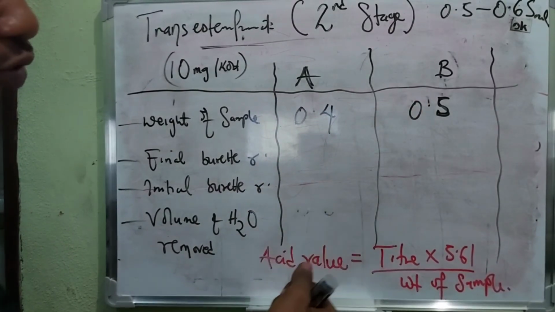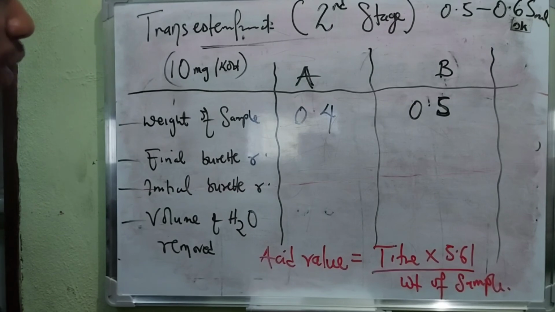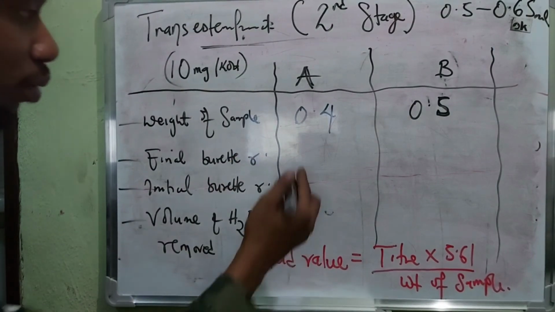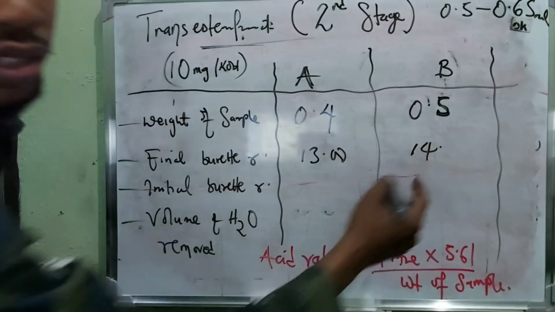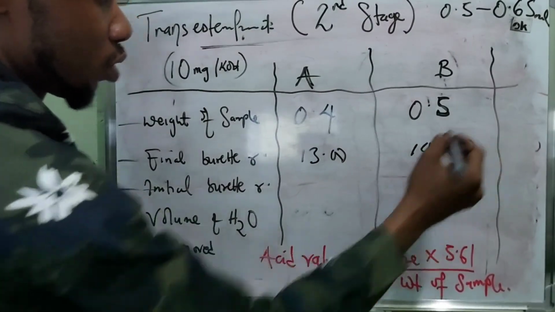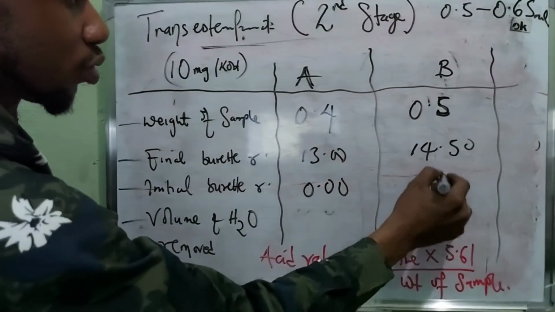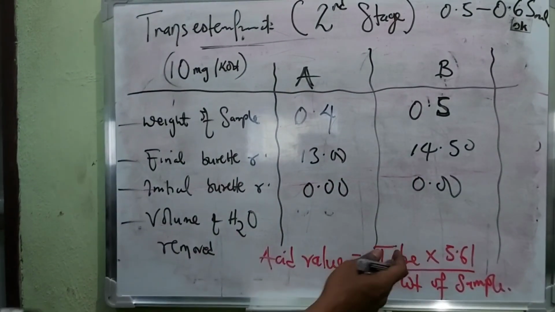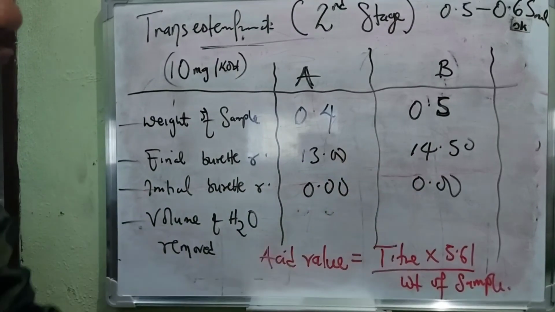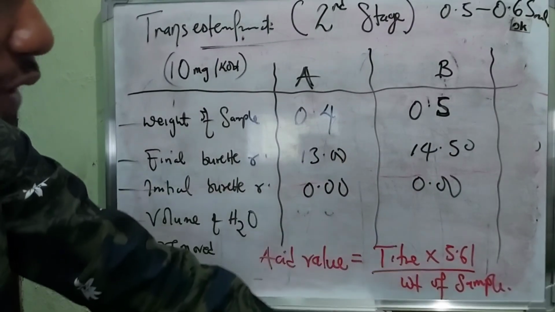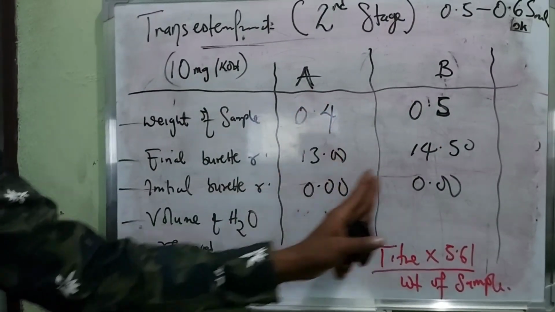Bear in mind, once you take aliquots from the system while the process is in progress, try to close it immediately. So probably you had a final burette reading of, let's say, 14.50. This is the final burette reading from my initial value of 0.00. So you can find the average titer. The addition of the two readings divided by 2 will give you the average titer. Multiply by this factor, then divide by the weight of the sample, which you could even take as an average, or you could do them independently.